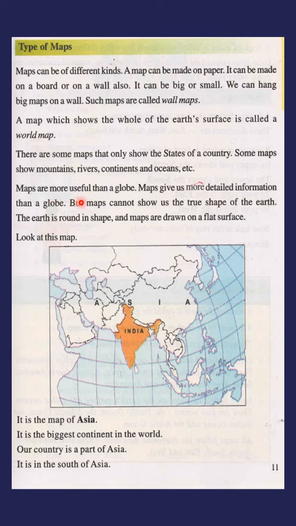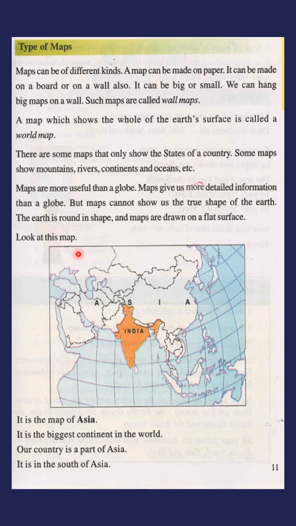Maps are more useful than a globe. Maps give us more detailed information than a globe. But maps cannot show us the true shape of the earth. The earth is round in shape and maps are drawn on a flat surface.